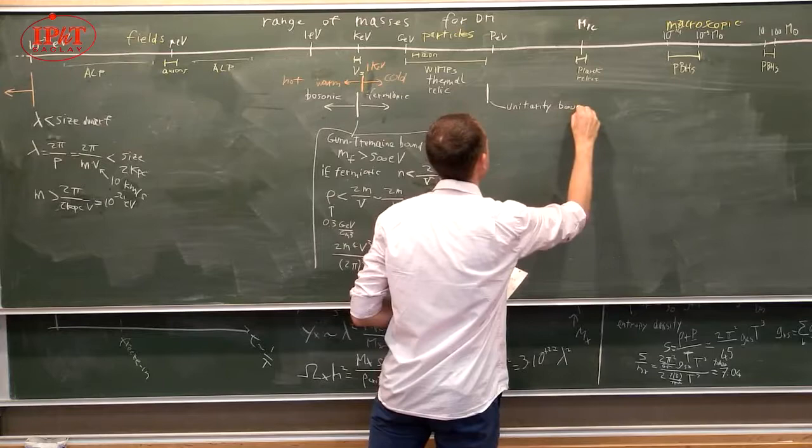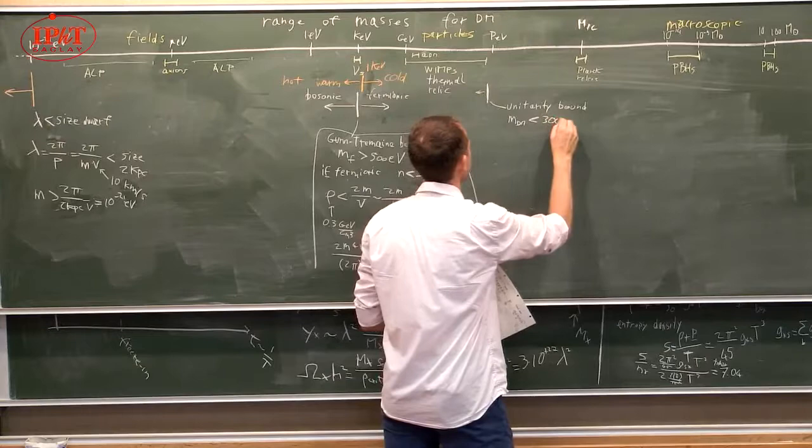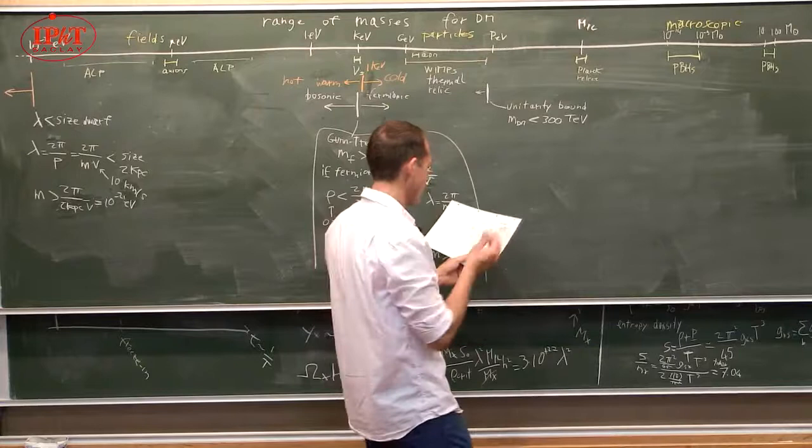That limits your mass to be smaller than about 300 TeV. So 1 PeV or something like this, 300 TeV. How did it come about? Well, essentially, it's very simple to understand. So let me go back to the case that I had in the case of freeze-out.